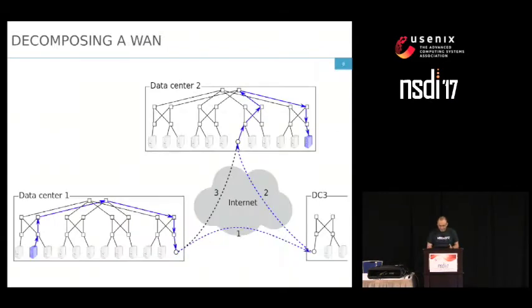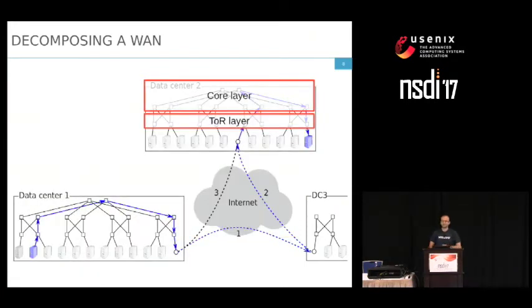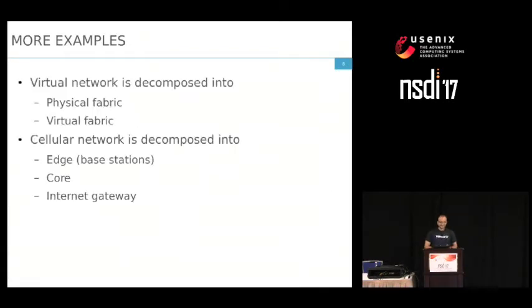So for example, in one of our case studies, we looked at a wide area network connecting multiple data centers. And that can be naturally decomposed into the global fabric and local fabric within each data center, which can then further be divided into the core layer of switches and top-of-rack switches. In yet another case study, we looked at a virtual network, which naturally decomposes into the physical fabric and the virtual fabric built on top.